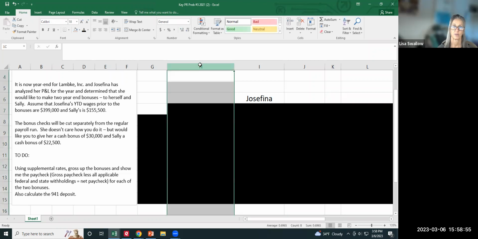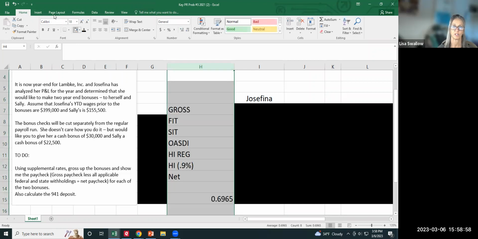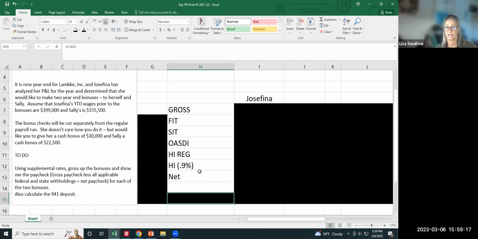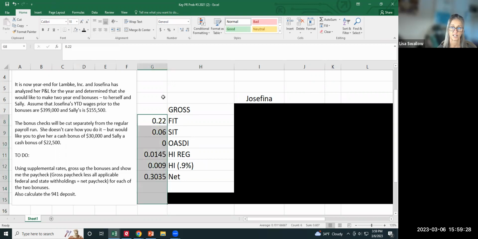So I think the first thing that we do is we write out our actual formula, and that is going to look the same every single time. You want to think of all these items. You may or may not have SIT. You may or may not have OASDI. You may or may not have the extra 0.9%, but you want to think of each of those things every time. So write that formula out the same way, and then you go ahead and you plug in the percentages.